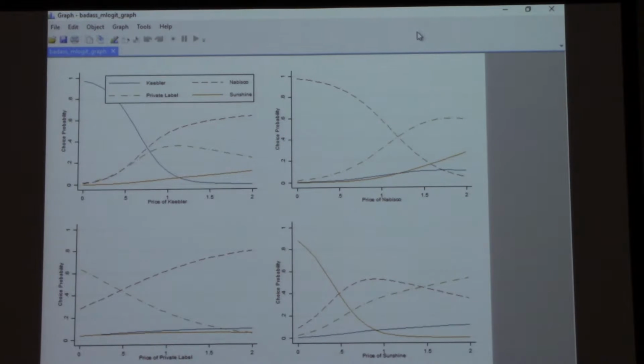So that blue graph's one margins plot. We got to save that margins. We got to run the cross price effect for Nabisco. We got to save that. We got to run the cross price effect for private label, and then we got to run the cross price effect for Sunshine. We got to save those, and then we got to merge them together, just like we did with the own price effects.